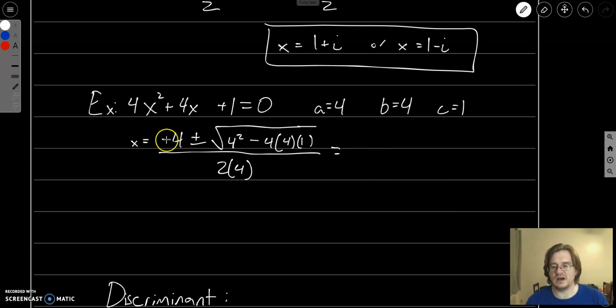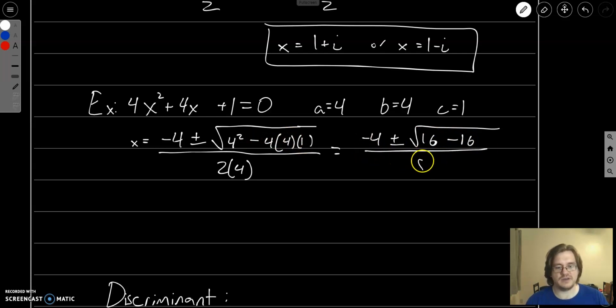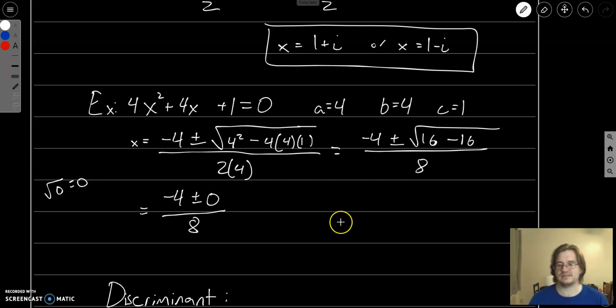So on top, we've got negative 4 plus or minus, well, 4 squared is 16, minus 4 times 4, well, that's also 16, all divided by 8. And what you'll notice is that 16 minus 16, well, that's just 0. And the square root of 0 is just 0. So negative 4 plus or minus 0 divided by 8.